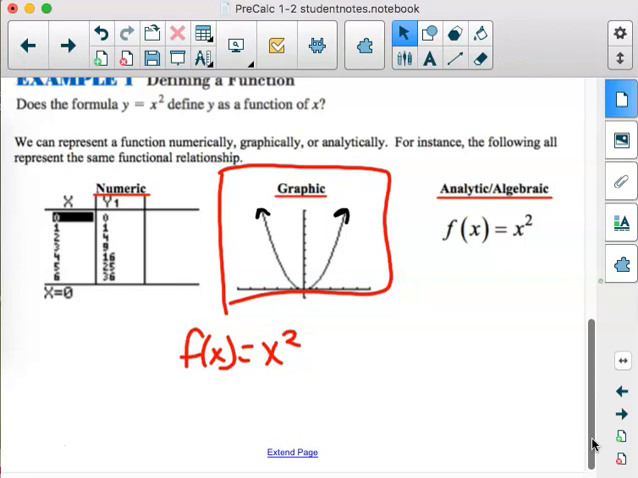So like it says, we can represent a function numerically, graphically, or analytically, which is the algebra that we see over there. For instance, the following all represent the same functional relationship. So if you look at the table, you just see the numbers that we would get if we were graphing this. And typically with our parabolas, we'll have some negatives and some positives, but we just needed a little example here to show, hey, this is a numeric way to show a function. For every input, there is exactly one output to represent that, and then a graphic and an algebraic.